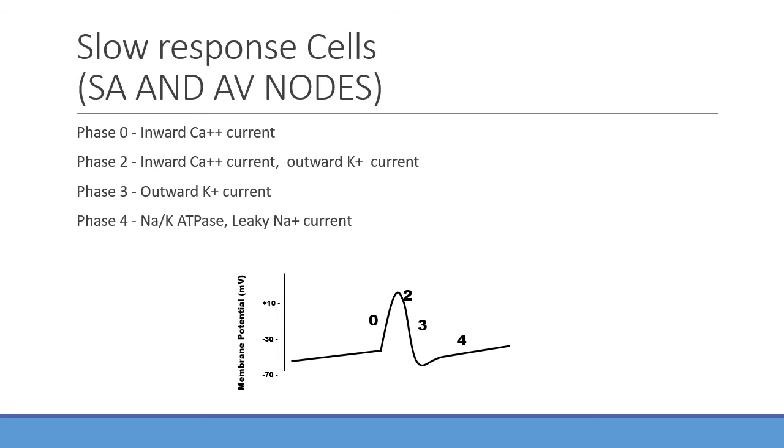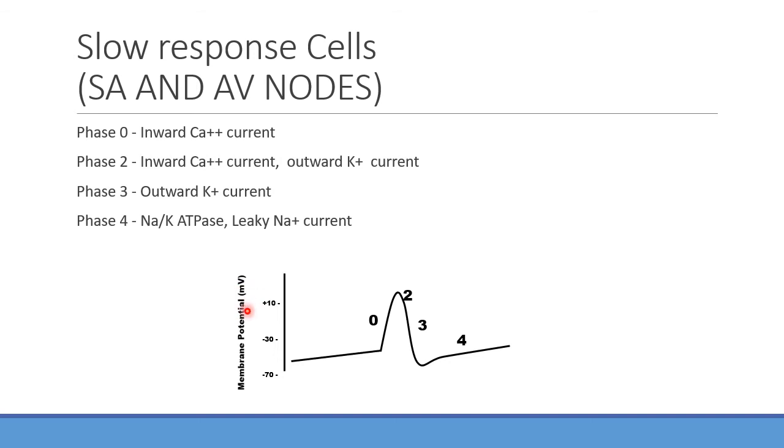These are the SA node and the AV node, and other ectopic, pacemaker sort of cells are going to be what we call slow response cells. There's a little bit of a difference in how they're working. Essentially, they need to be able to generate their own action potentials.